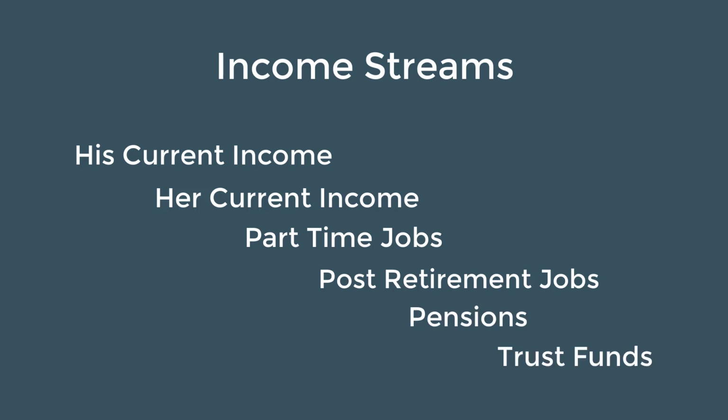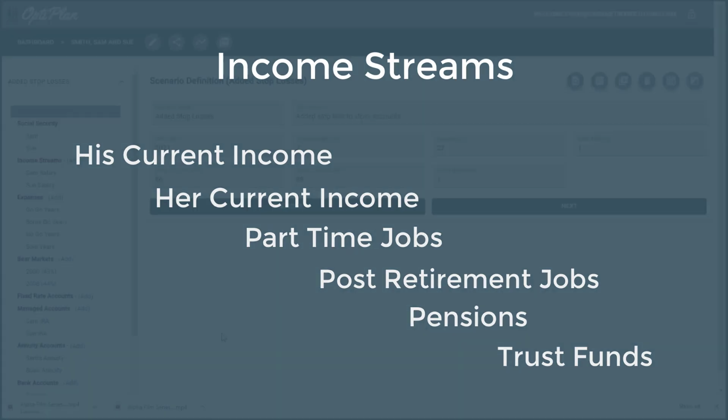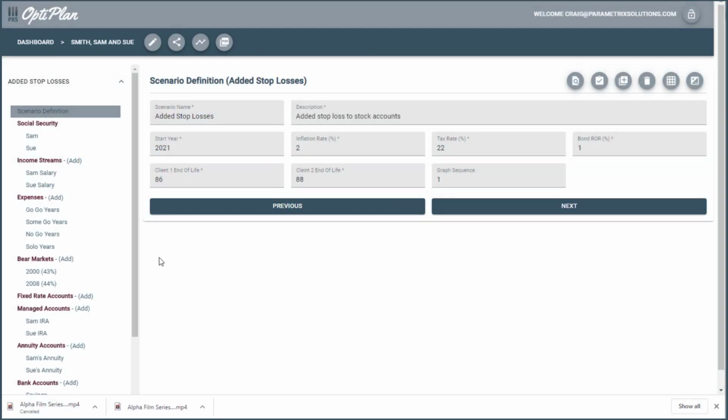On the calculations page, these income streams can be displayed as individual columns, combined into one column for each client, or combined into a single income column for both clients. Let's take a look at the options you can define for each income stream.